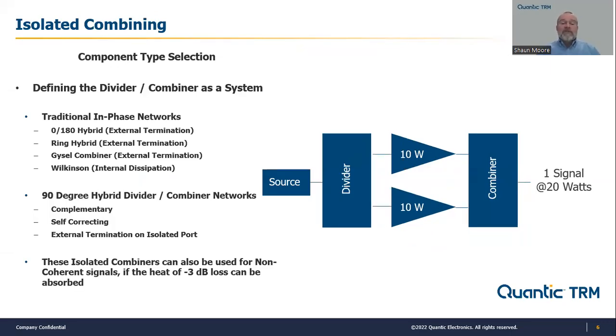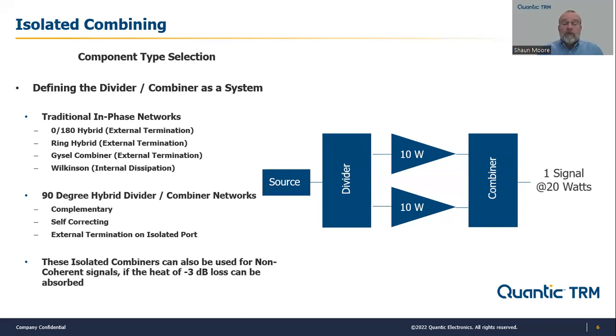Sure. So for isolated combining, the thing to look at here is that we need to decide what it is that we're trying to accomplish. And like I said, with this sort of scenario, there are quite a few different ways we can use this divider and combiner combination, where we have a signal source coming in, we divide the signal up, run it through a series of amplifiers, and then recombine it to end up with a much higher power than any one of the amplifiers on their own could deliver.